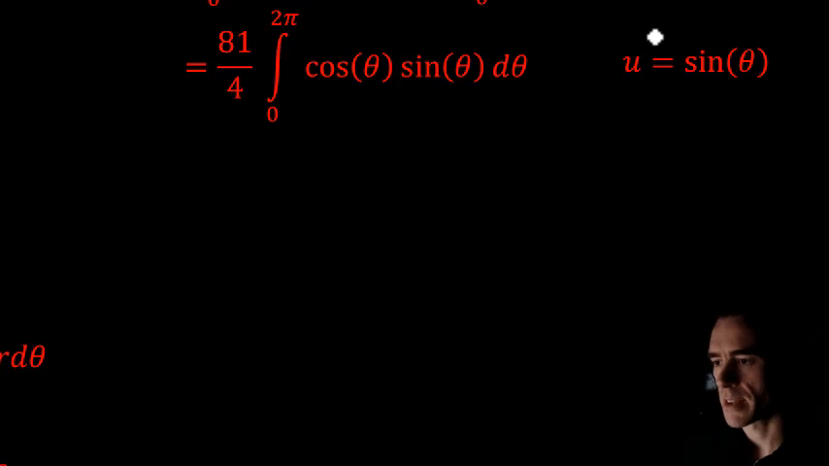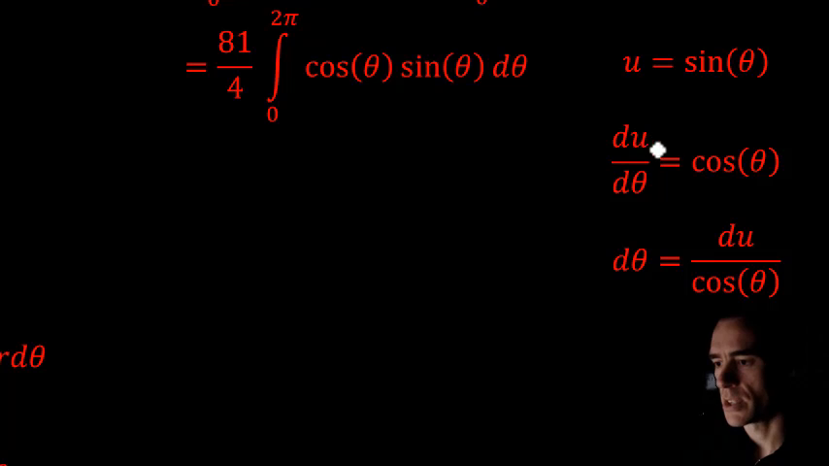If u equals sine of theta, the next thing we have to do for u sub, if you recall, is take the derivative of u with respect to theta. So pretty simple, du d theta is just cosine theta. And now we want to solve for d theta, which is just going to be du divided by cosine theta. So now we have really all that we need for u substitution.